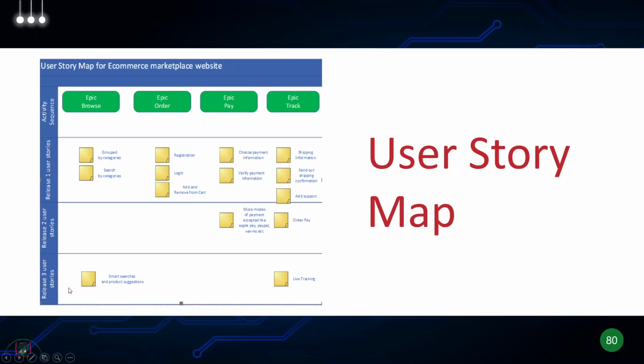And then in release 3, under browse, I can have smart searches and product suggestions given to the user. And in the epic track, I can have live tracking of the shipment. So this is how I'm showing graphically, if I want to show a UML diagram to my product owner or my stakeholder, I can say, hey, this is my user story map for an e-commerce website, and these are the epics that you wanted me to work on. And these are the user stories from each epic that I'll be doing in every release. So it makes it more clear to the stakeholder what they'll be getting at the end of a release.